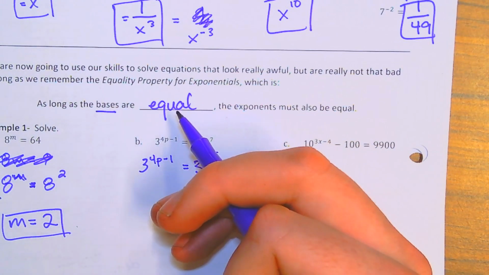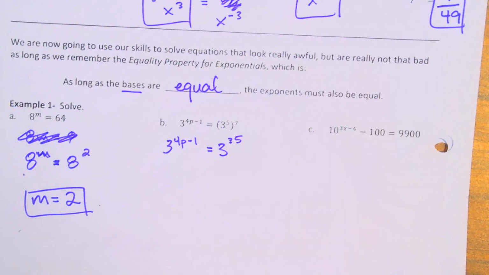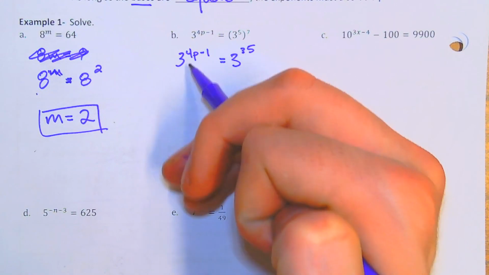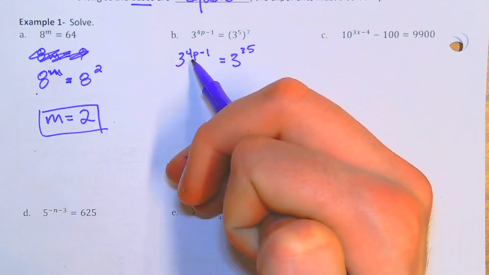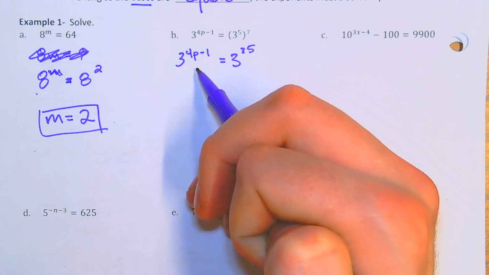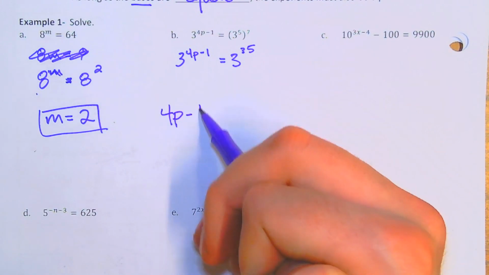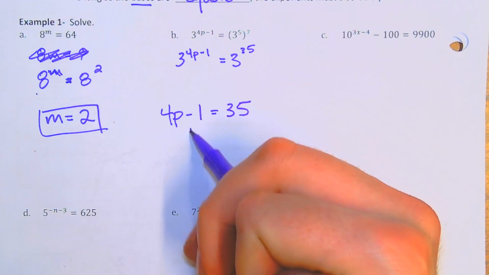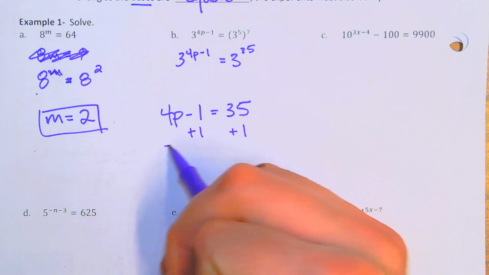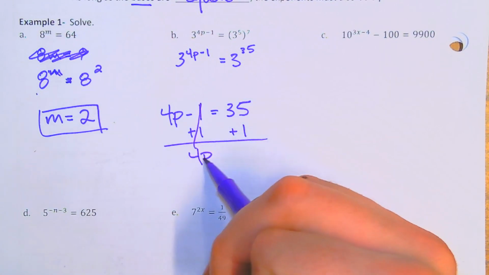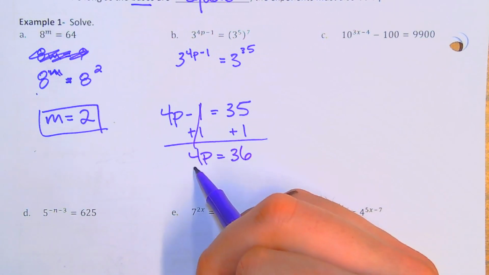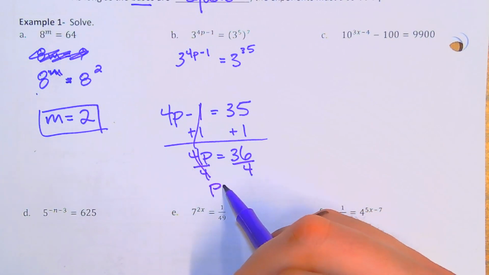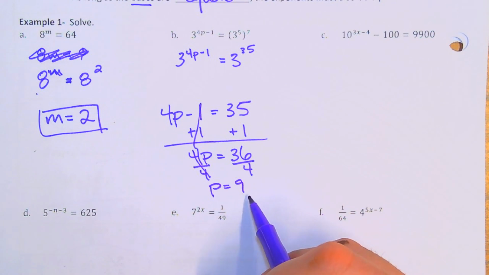Okay? And once again, let's refer to what it says. As long as the bases are equal, the exponents must also be equal. So for us, we can look at this and say that 3 and 3 are obviously the same, so that must mean that 4p minus 1 and 35 are the same. So all I'm going to do is rewrite it as 4p minus 1 equals 35. Add your 1, just like we would in a normal equation. There you go. 4p equals 36. Divide both sides by 4. And p equals 9. And that's your answer.